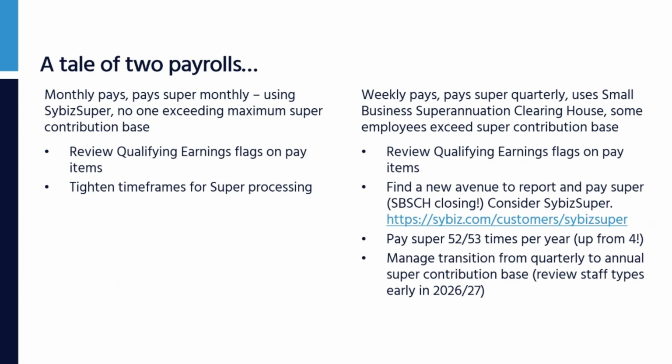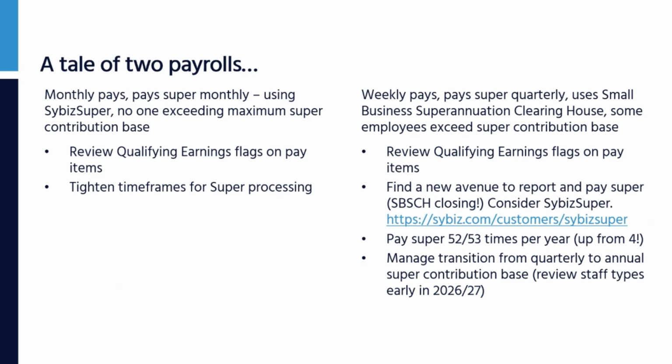So that's, I guess, one extreme. And then the scenario on the right hand side is an employer that pays weekly. They pay their super currently on a quarterly basis. They use the small business superannuation clearinghouse, and they have some employees that exceed the super contributions base. So everyone needs to review their qualifying earnings flags on their pay items, just to make sure that the defaults that we've set are in keeping with the Payday Super regime. In most cases, that will be the case, but if you're doing something a bit funky, you may need to do something a bit funky with your qualifying earnings flags as well.